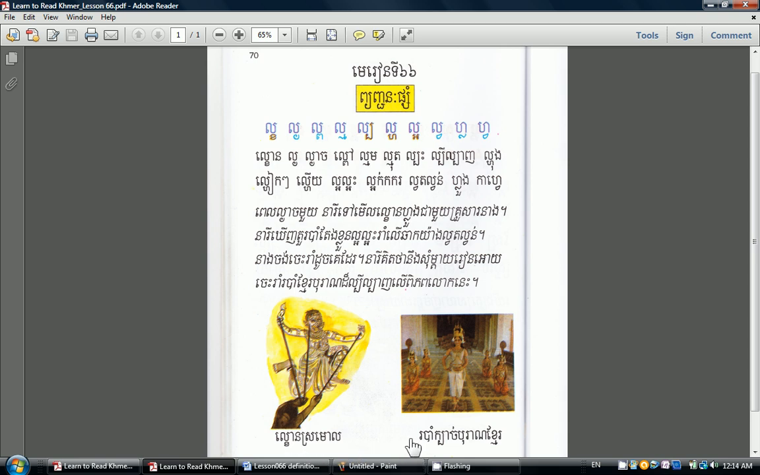And the second picture is red ro bam kabach boran khmai. I think we sounded already, so we don't need to sound each word again. So now let's look at this lesson in more detail.